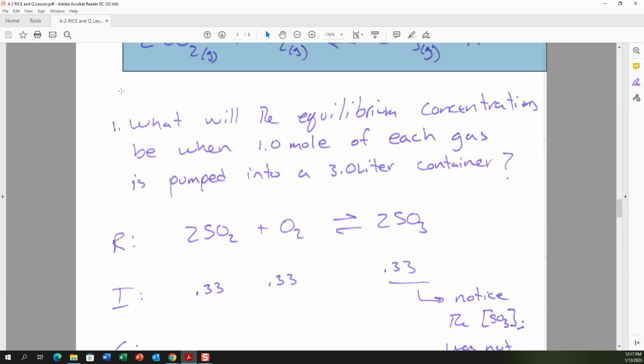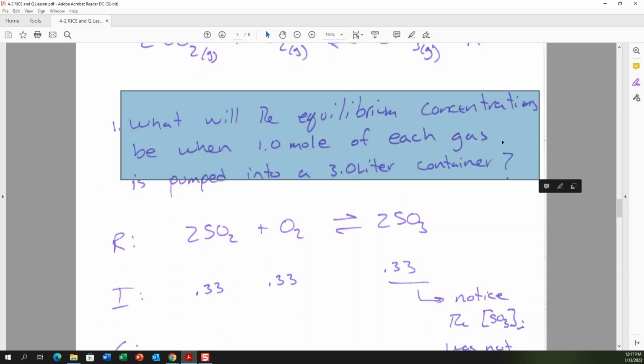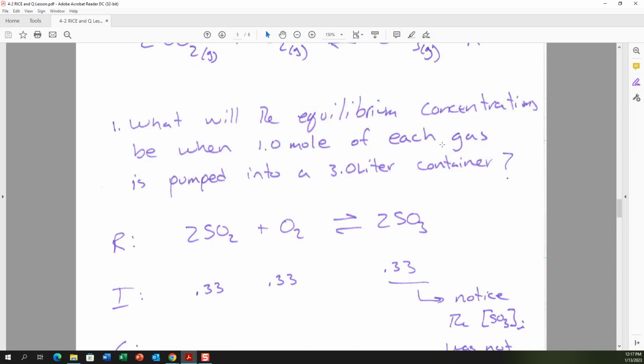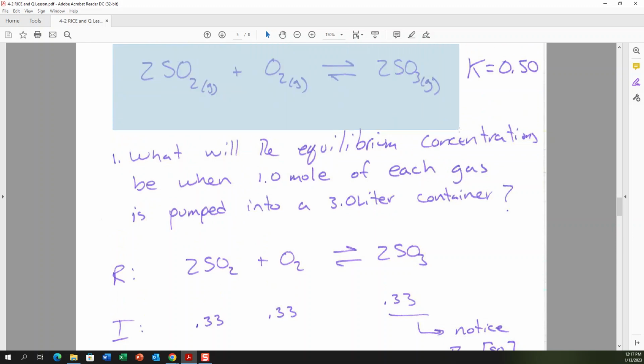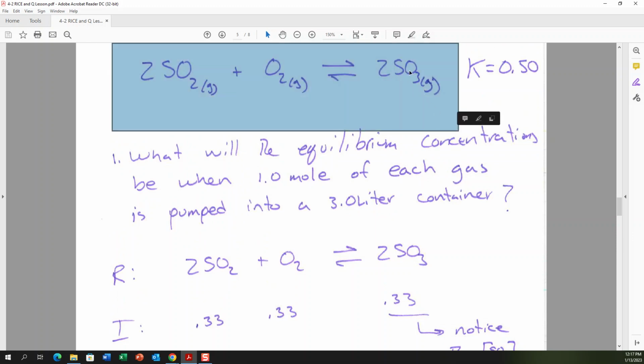So the question is, we want to know what the equilibrium concentrations will be when we put 1 mole of each gas in a 3-liter container. So each of these gases, all of the gases, including the product. So we're putting 1 mole of this in the container, 1 mole of that, 1 mole of that, and we're letting them react. And then we want to come back at equilibrium and know how much of each gas we have in terms of their molarities.